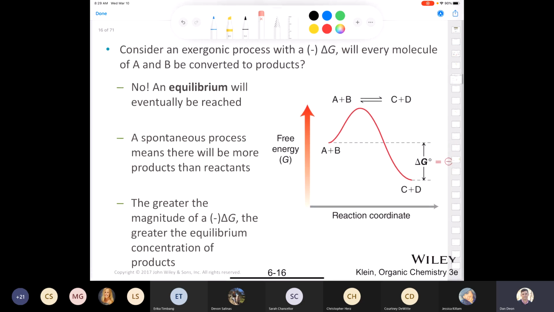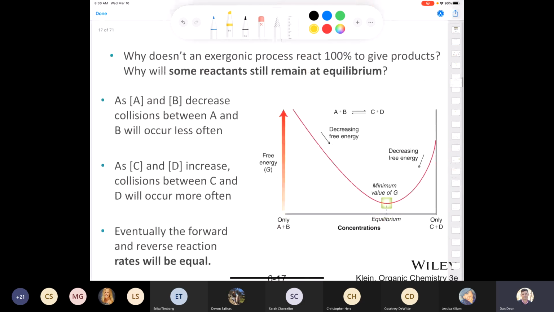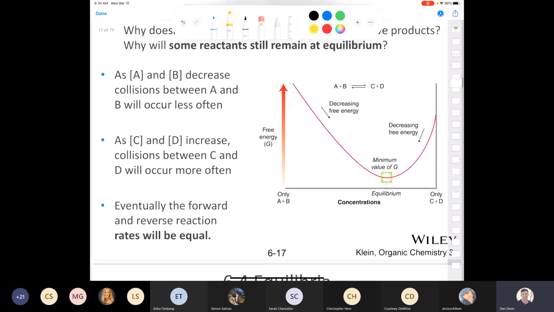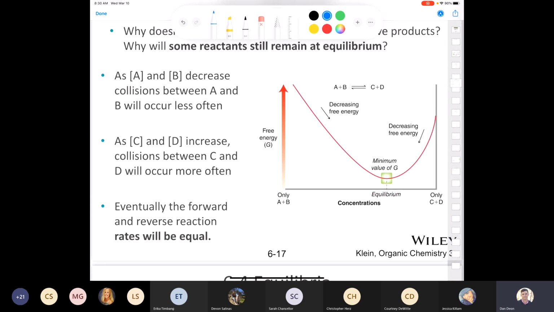So my next question that I want to address is, why wouldn't everything just be converted to products if it's a spontaneous process? The reason is that as the concentrations of A and B drop, you start here at the beginning of the reaction, all you have is A and B, but that drops over time, and you're forming more and more C and D over time. Then the collisions that occur between C and D are going to become more frequent. Eventually you're going to reach a minimum value of delta G, which is where equilibrium occurs. And that's when the rates of the forward and the reverse reactions are equal.